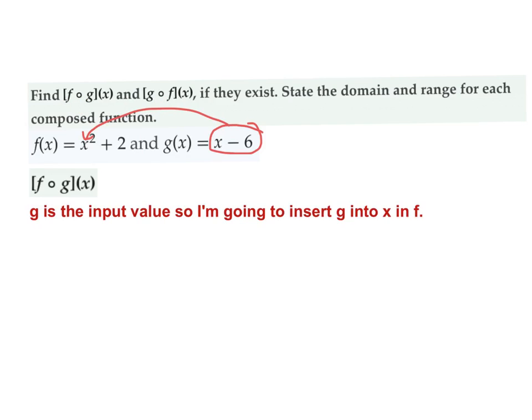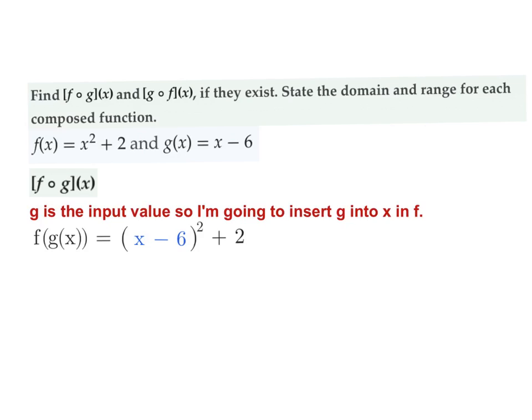And that's just the answer? Yep. So I plug it in. So I'm plugging g of x in for x, right? Because this is where x is in f, and I'm taking g of x and plugging it in. But we know that g of x is x minus 6. Okay.